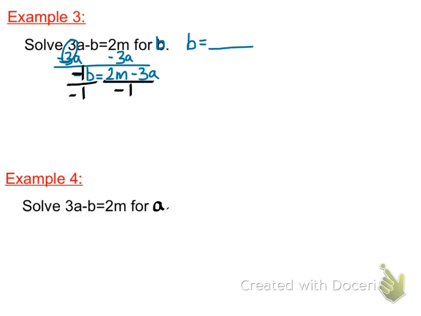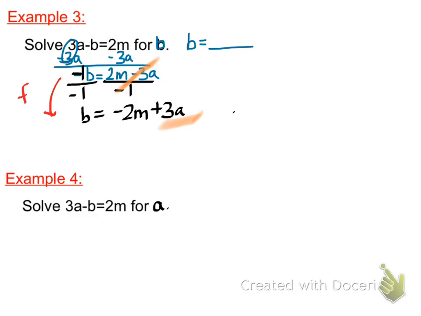That will give me 1b, because negative 1 divided by negative 1 is 1. On the right, 2m divided by negative 1 is negative 2m. Dividing by negative 1 just basically flips the numbers from positive to negative or negative to positive. So this will be an easy division for me. I get negative 2m, and then I do negative 3a divided by negative 1, and when I do that, I get 3a, because a negative divided by negative is a positive.